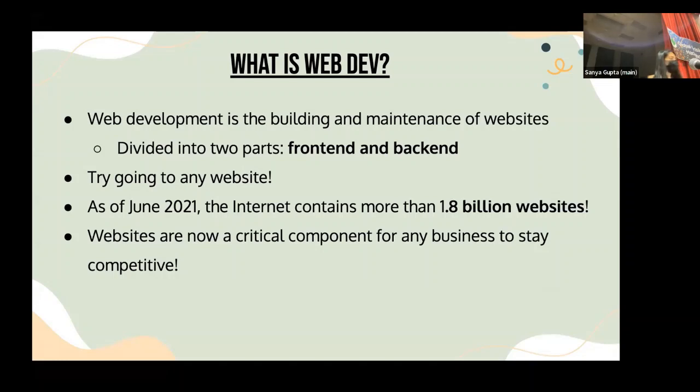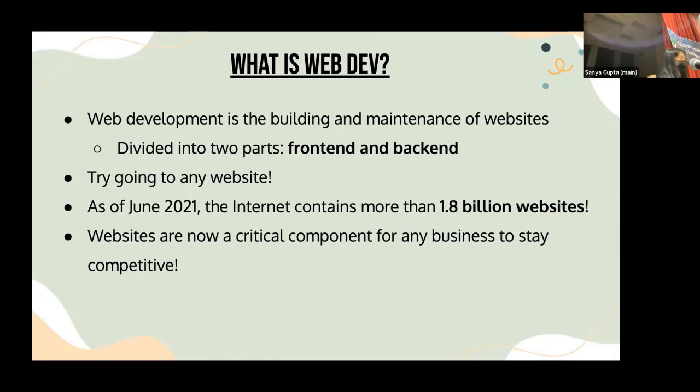So a front end developer develops the visual aspects of a website. They have to build something that is visually appealing or attractive to the user. Because of that, they have to think about what sort of web design would attract a customer and keep them interested. Fun fact, as of June 2021, the internet contains more than 1.8 billion websites and counting. Websites are now a critical component for any business to stay competitive.